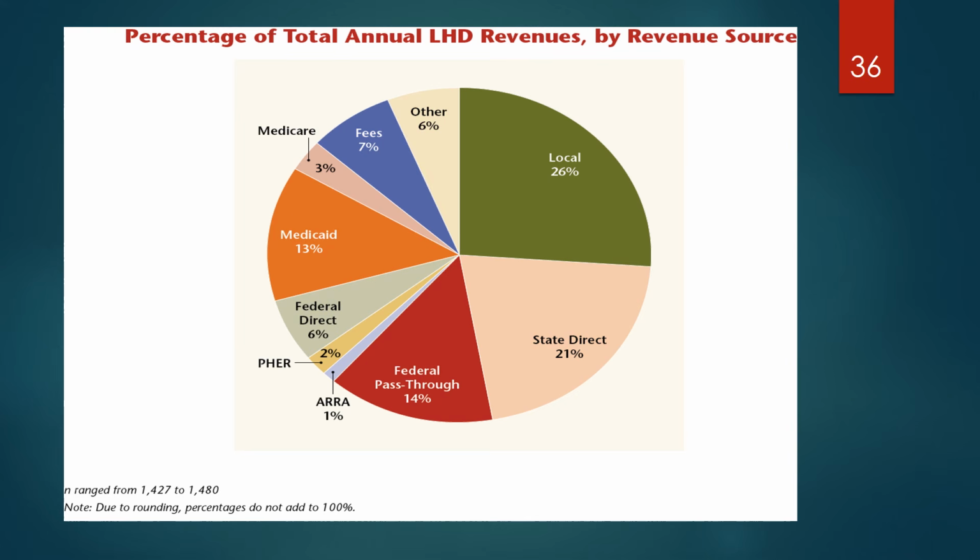There are a few key acronyms on this graph, including PHER, which stands for Public Health Emergency Response Funds, and ARRA, the American Recovery and Reinvestment Act of 2009, passed to help recover from the Great Recession of 2008.